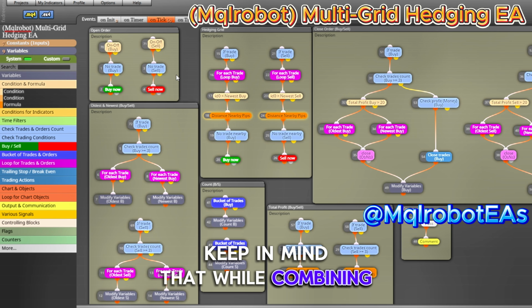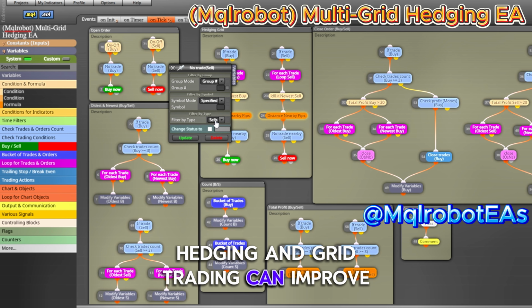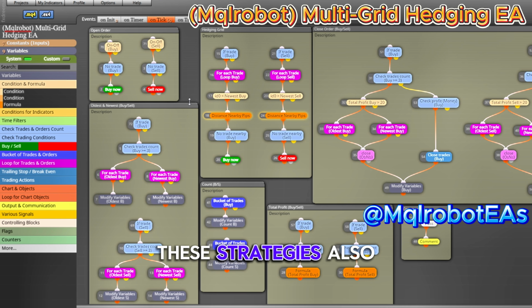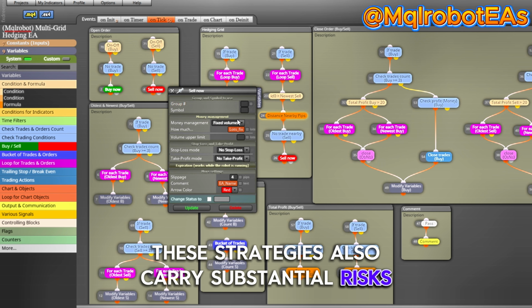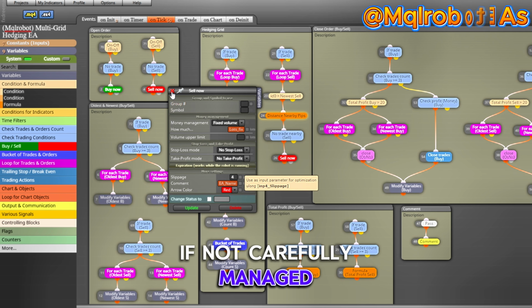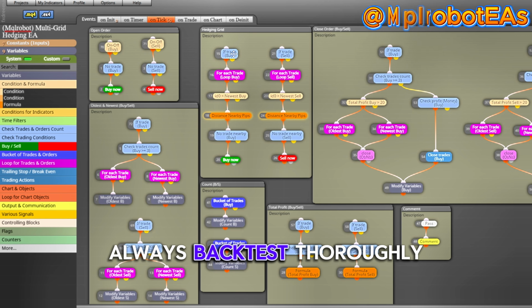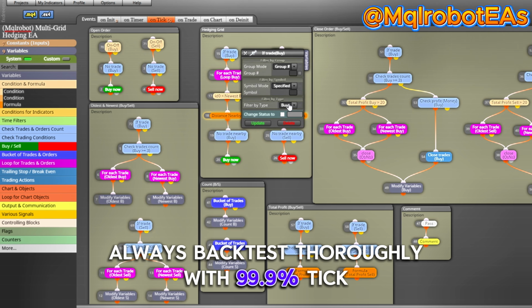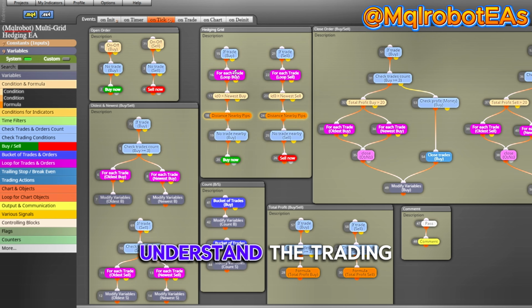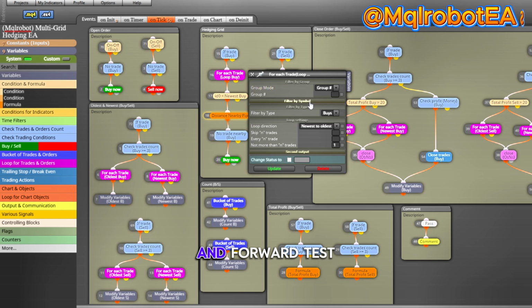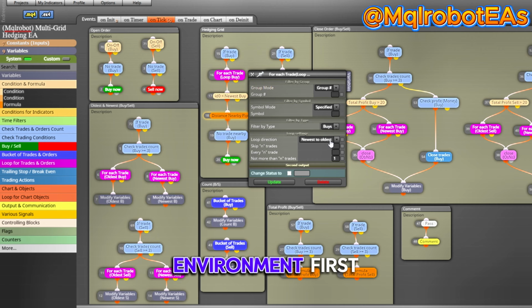Keep in mind that while combining hedging and grid trading can improve adaptability, these strategies also carry substantial risks if not carefully managed. Before using this EA on a live account, always backtest thoroughly with 99.9% tick data, understand the trading logic in detail, and forward test in a demo environment first.